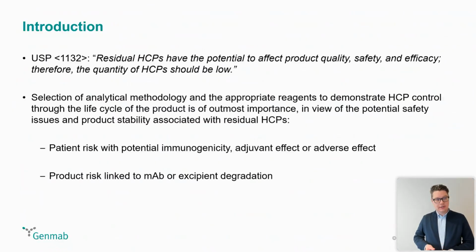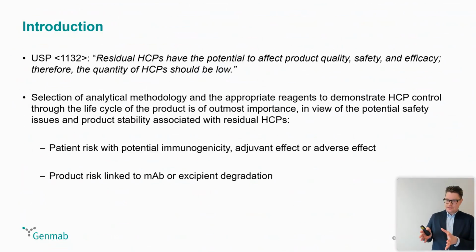There's a USP monograph called 1132, very famous by now for people in the field, that says residual HCPs have the potential to affect product quality, safety, and efficacy, and therefore the quantity of HCP should be low. So of course there's a huge focus on having the right methods and the right reagents to demonstrate control of the HCP levels.